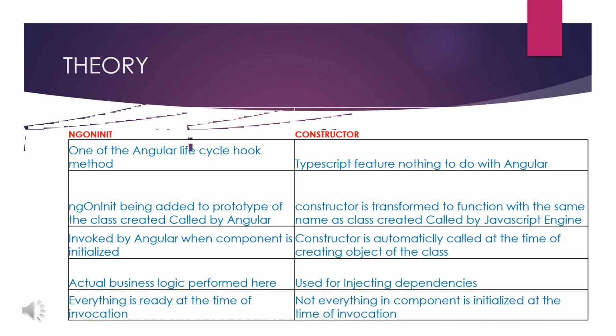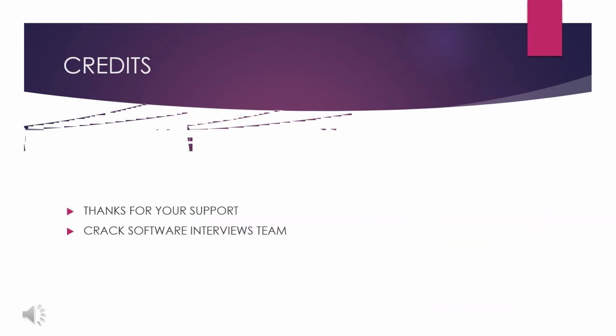Constructors are used for injecting dependencies, like HttpClient, which will be injected through the constructor. The constructor is initialized at the time of invocation, but everything is ready once the engine is called and the invocation is ready. Those are the main differences between them.